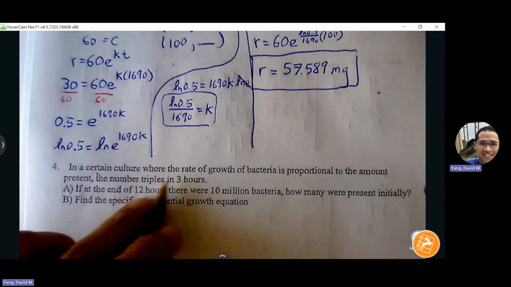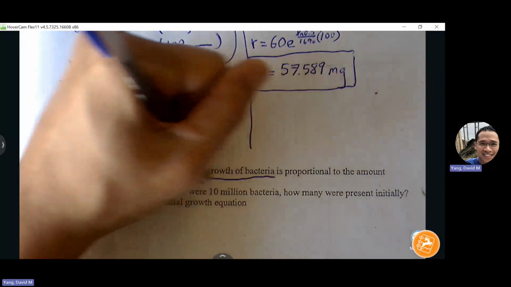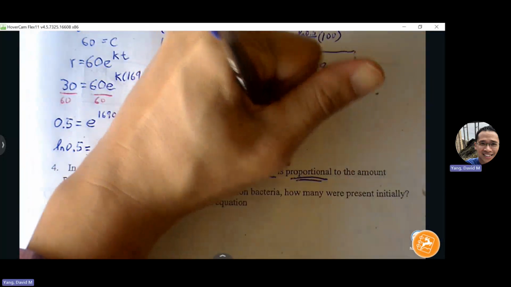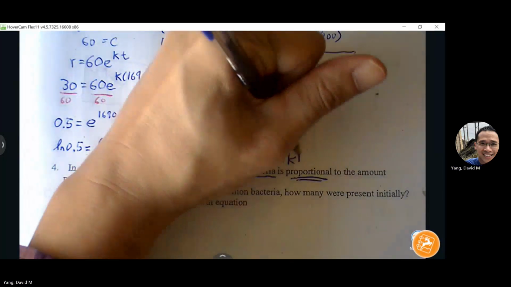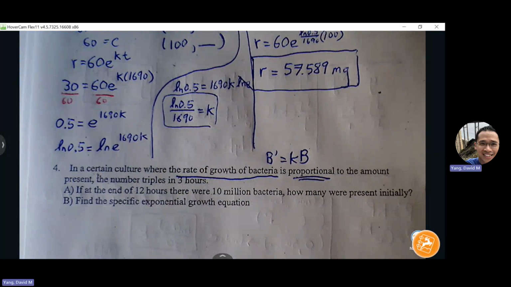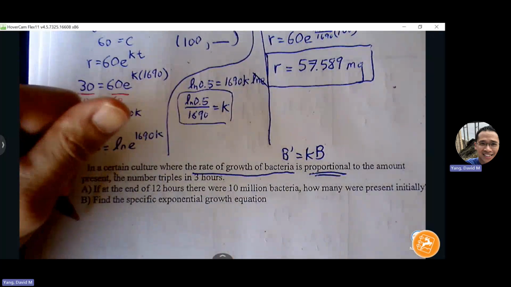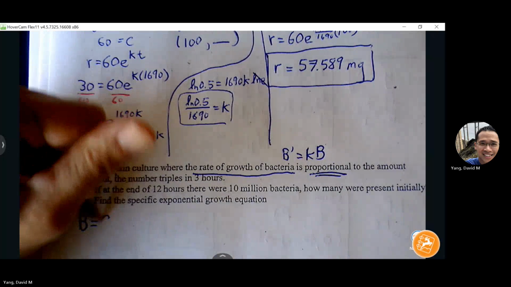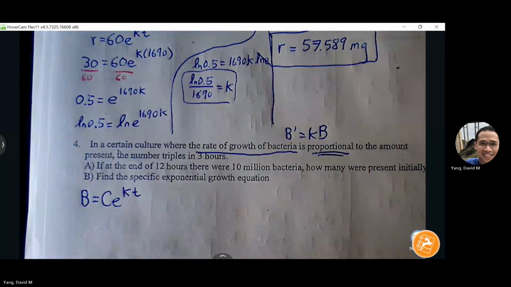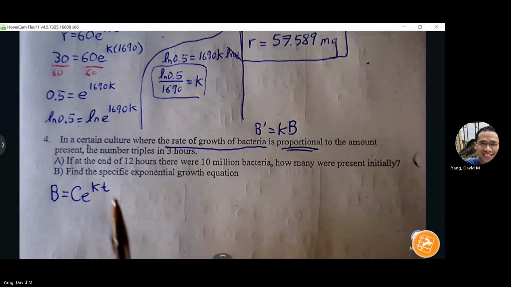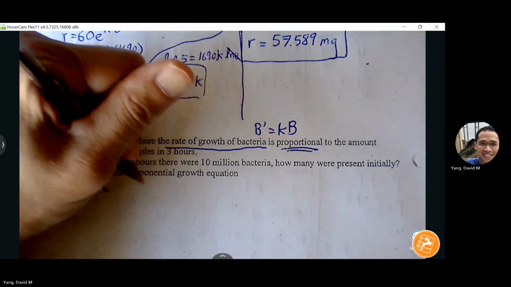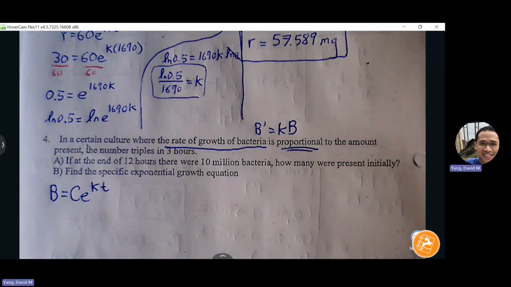In a certain culture where the rate of growth of bacteria, so I can call that B prime, is proportional to the amount of bacteria present. So B prime equals KB. We know it's going to be that same equation, right? Use those here.